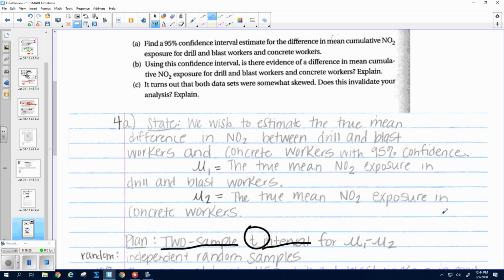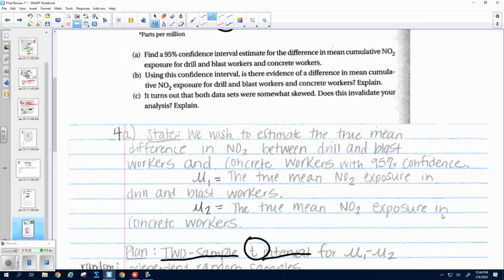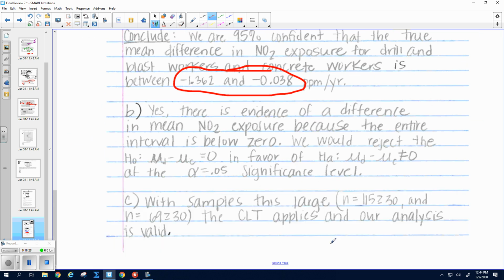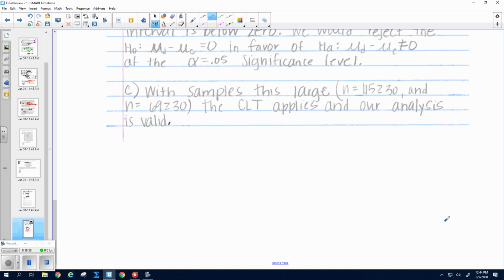And part C, so it says both data sets were actually skewed. Does this invalidate your analysis? So if the true data was actually skewed, it really doesn't matter because we've got the central limit theorem that applies. And so we're taking large enough samples that our sampling distribution will be normal. All right, so the CLT applies and we're good to go because we have greater than or equal to 30.